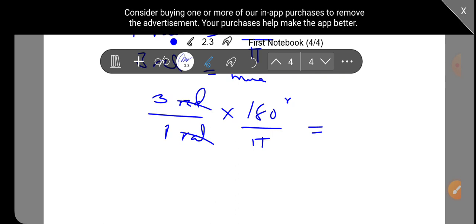Let me get my calculator. So it becomes 540 degrees over pi. Okay, so you see, I've now removed that rad thing. Okay, let's look at the other one.